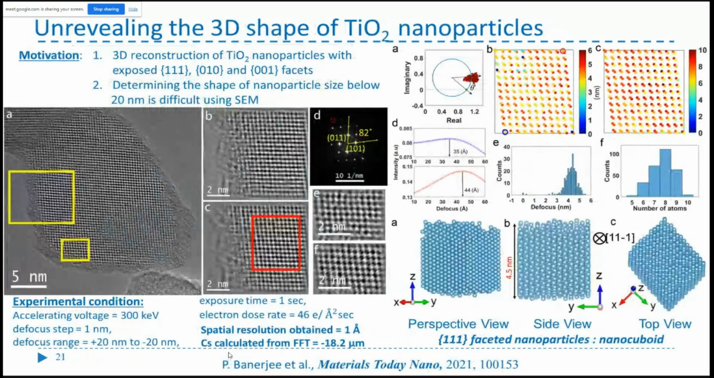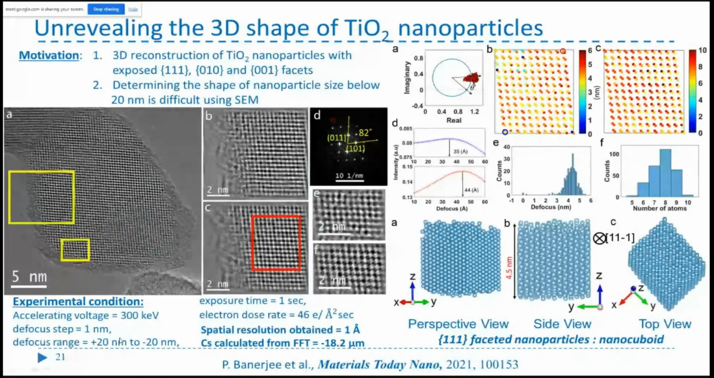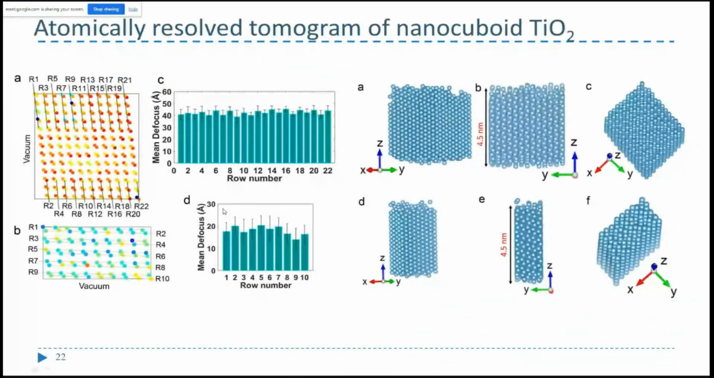Another example is TiO2 nanoparticle. So this is in one direction, and this is the experimental condition. This is the resolution you can see here, 1 angstrom, and we have done the same thing here for both the regions. And this is the atom count, and this is the defocus map. And what we have done here also, we have done this correction.